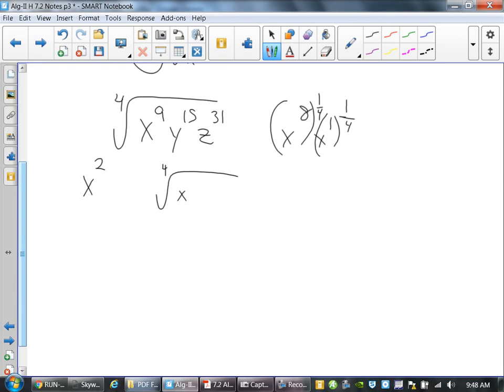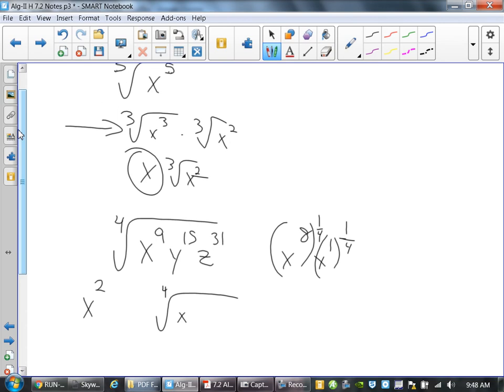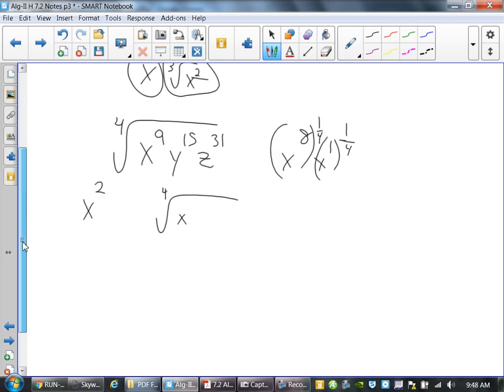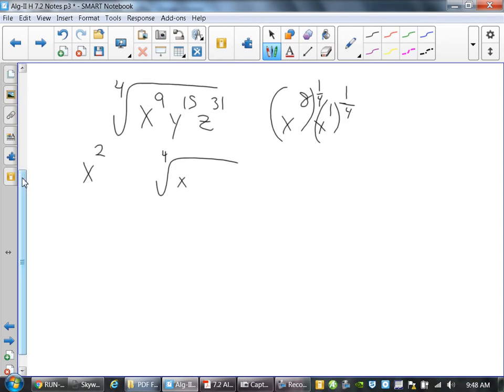And how come you didn't put a 1 in front of the other x? It was a 3 for the last part. Because it went into it once, so why is the exponent 3? Oh, it's the cube root of x squared. Okay. 4 goes into 15 how many times?